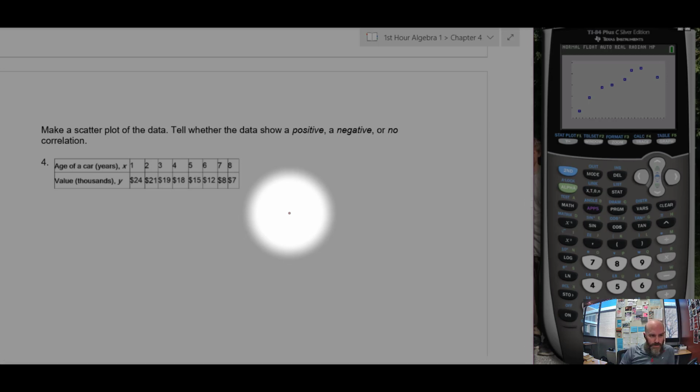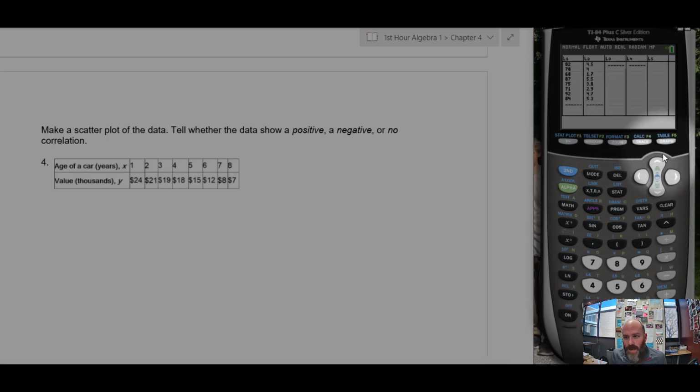All right, in case you are stuck, I'm going to go to stat, enter on edit, and I'm going to clear out my data here. And I'm going to quickly type in my numbers. I typed in 1, 2, 3, 4, 5, 6, 7, 8. That's easy enough. Right arrow, and then type in 24, 21, 19, 18, 15, 12, 8, 7. They end at the same spot, which is good.